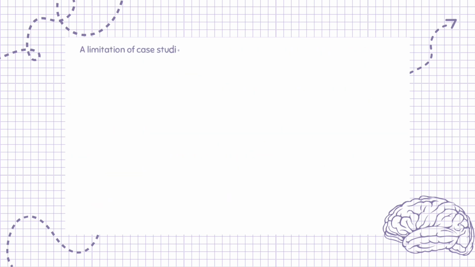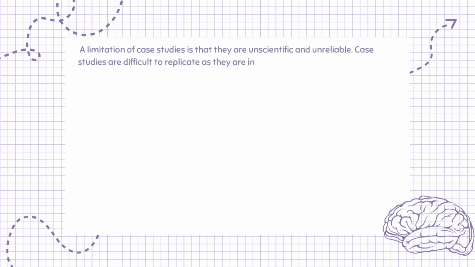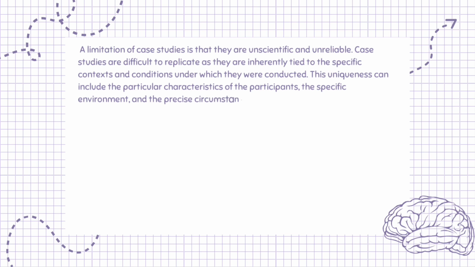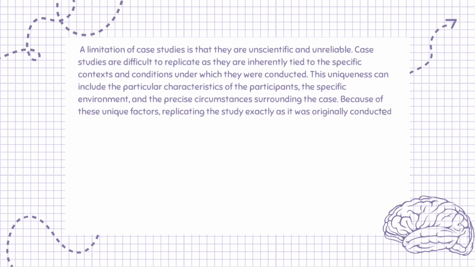A limitation of case studies is that they are unscientific and unreliable. Case studies are difficult to replicate as they are inherently tied to the specific contexts and conditions under which they were conducted. This uniqueness can include the particular characteristics of the participants, the specific environment, and the precise circumstances surrounding the case. Because of these unique factors, replicating the study exactly as it was originally conducted is nearly impossible.